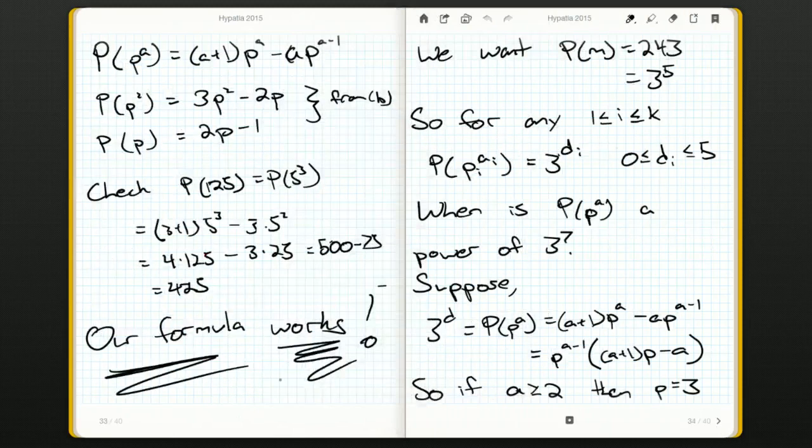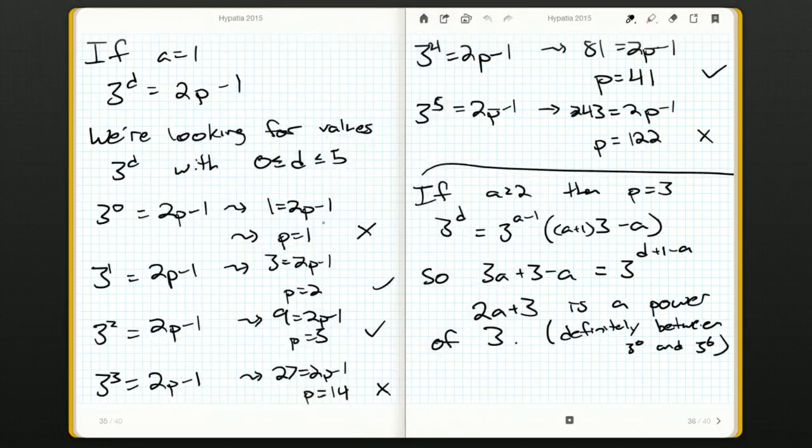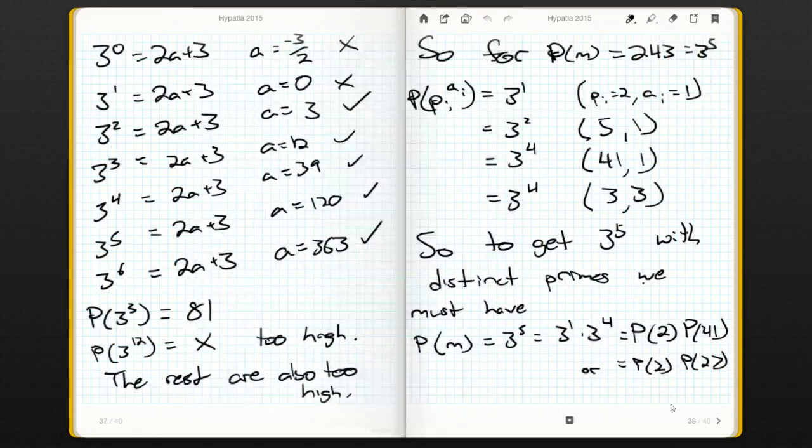Using that general formula, which we know now works, we then asked, okay, well, we need powers of 3, and we need them to be sort of between 0 and 5. So what could we possibly have? Well, if we're looking at P of a square, anything like that, then we're going to have p must be equal to 3. And if it's not a square, if it's just a straight prime that we're taking P of, then we have a couple choices. We have p is equal to 2, gives us a power, p is equal to 5, p is equal to 41.